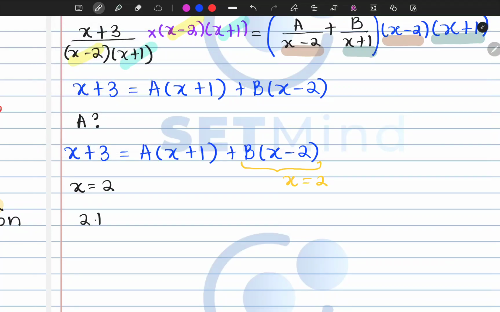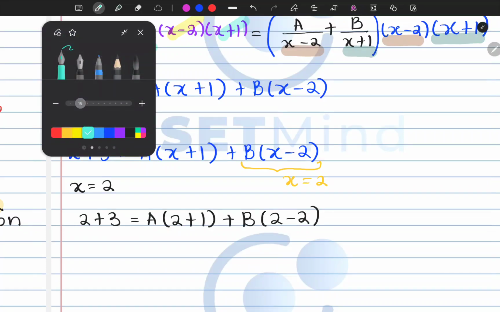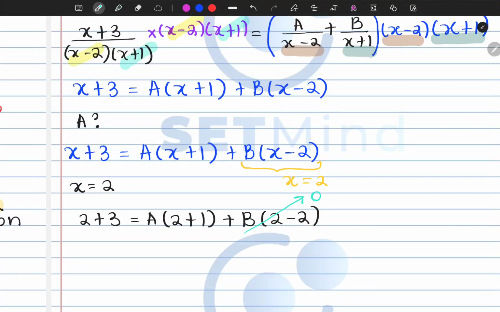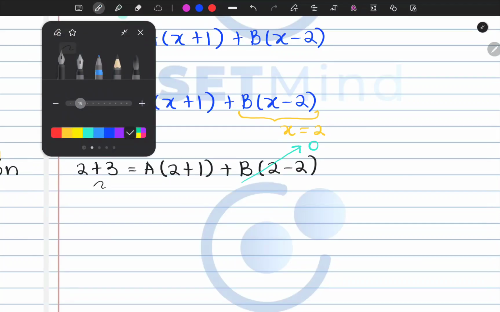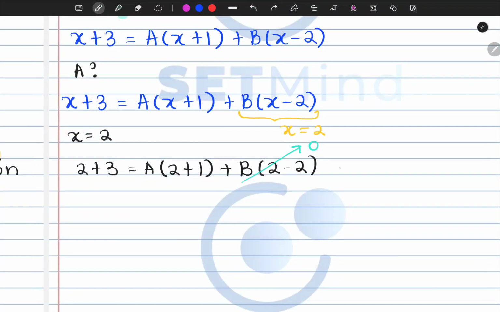So this will be 2 plus 3 equals a into (2 plus 3)... 2 plus 1, then plus b into 2 minus 2. And that b term will be multiplied by 0. So everything goes away. And if you look carefully, we'll end up having 5 equals 3a. And if you quickly solve, you will see that our a will be given by 5 divided by 3. That is our value of a.